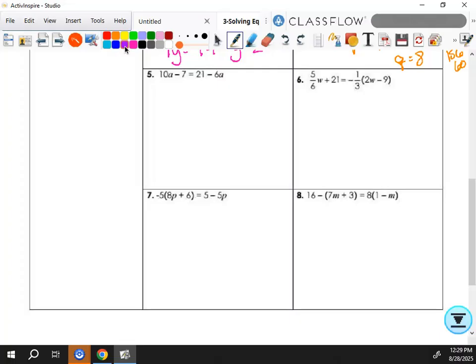Check with your neighbors. It's okay. Oh, you can leave it as an improper fraction. I know we were practicing the mixed numbers. You just leave it.